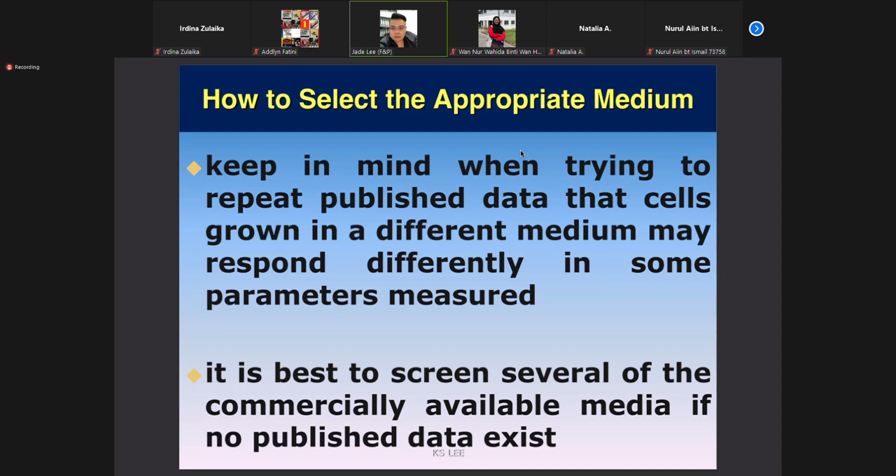And it is best to screen several of the commercially available media if no published data exists. Okay, sometimes you don't have the published data. So what you do, you probably need to choose a few different commercially available media, and then you grow the cell, and then you choose which media give the best result, and you choose that media. All right?